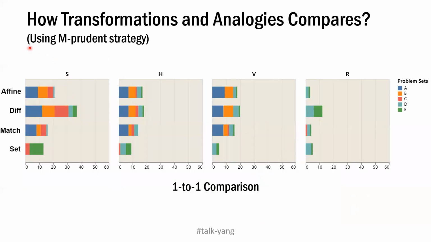Using the M-prudent strategy, we first put the comparison in a one-to-one way so that we can see the strengths and weaknesses of each analogy group and transformation group. So for example, here, the S analogy group and the diff transformation can solve most of the problems in problem sets A, B, and C, whereas most of the problems in problem sets D and E can be solved by the R analogy and the set operation.